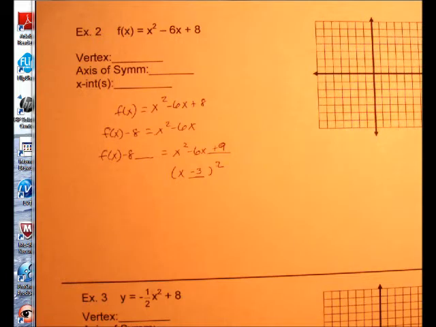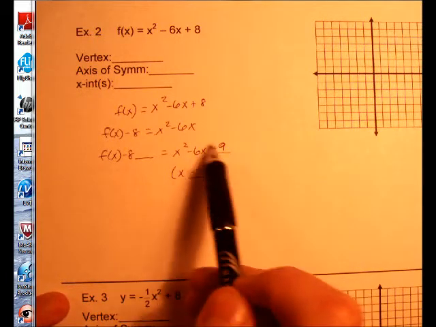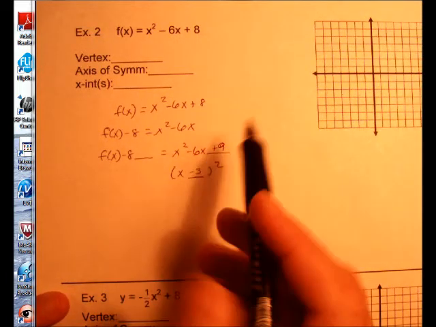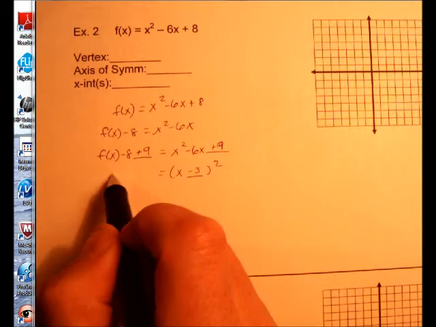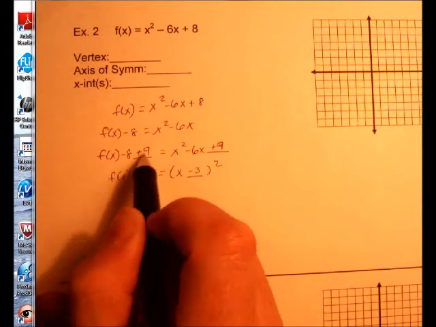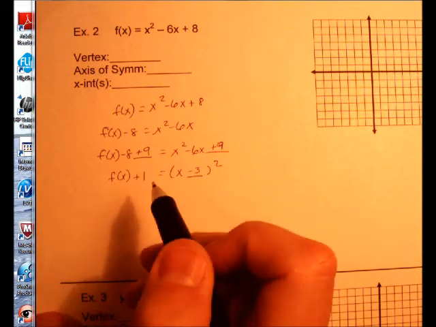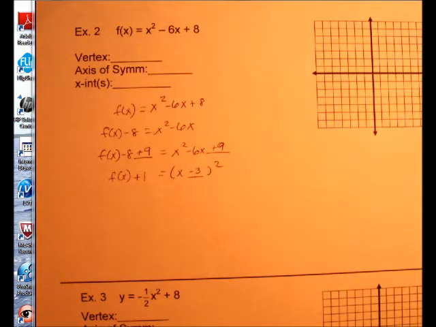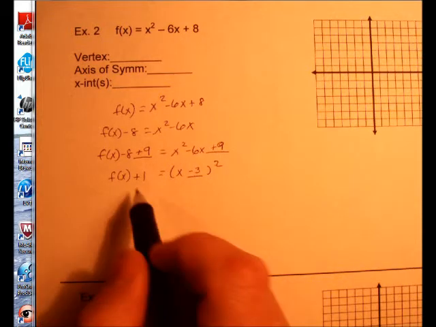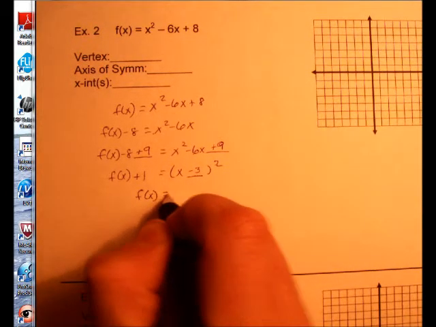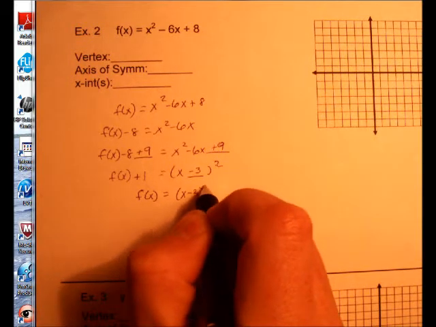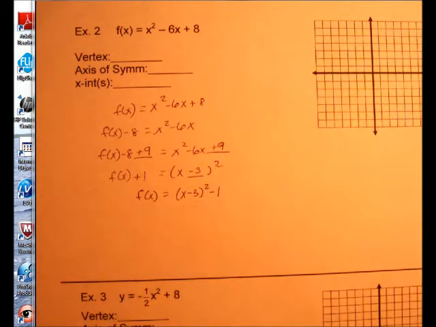So we've added 9 to this side of the equation, so we have to add 9 to the left side of the equation. So f of x plus 1, and when we do that there, move the 1 back to the other side so the f of x is by itself. We have a minus 1, just like that.